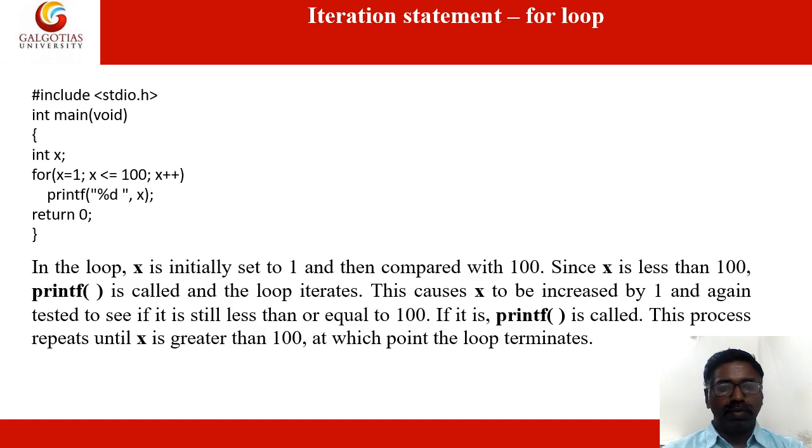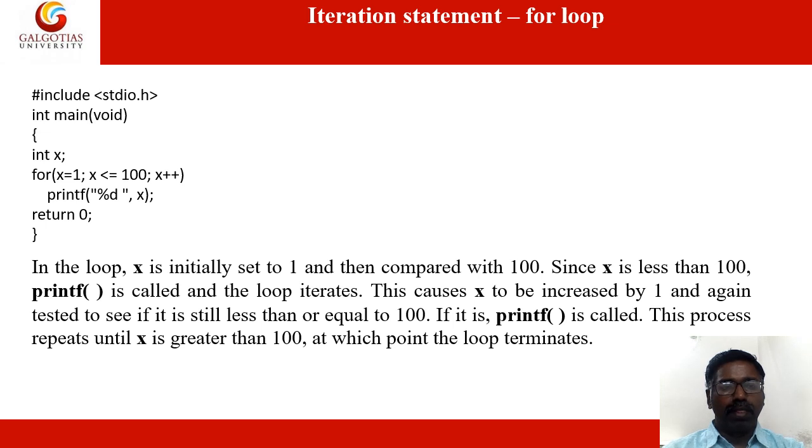A small example is given for the for loop here. It is just for printing 1 to 100 on the screen. It is a simple example to understand how this for loop works. Here the initializing variable is x equal to 1, the value is set to 1, and the testing condition checks whether x is less than or equal to 100 every time. Then the increment operation is x++, that is x = x + 1, so every time x will be incremented by 1.